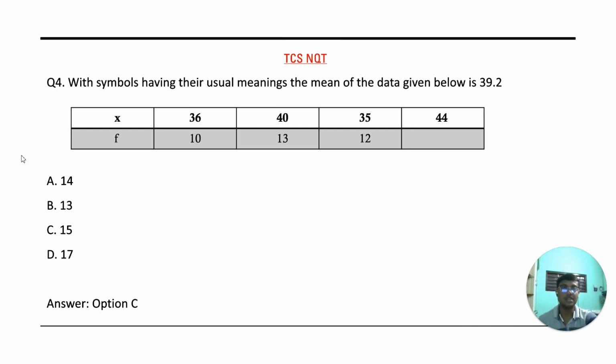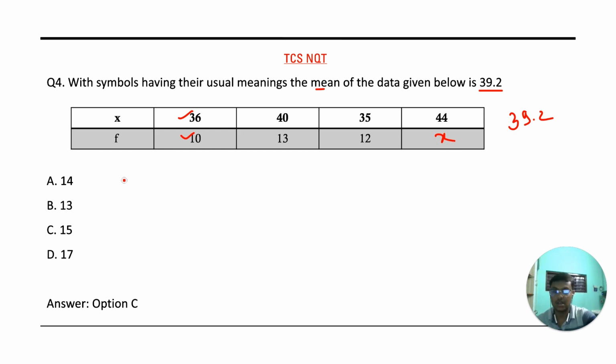So this is a question from statistics. Try to solve it by yourselves first, then we would be solving together. Hope you all have tried to solve the question by yourselves. Let's see what the question says. With the symbols having their usual meanings, the mean of the data given below is 39.2. Okay, so for this data, we have mean as 39.2. As you can see, we have data points and their corresponding frequencies given. So only one frequency is missing here, and that is what we need to find.